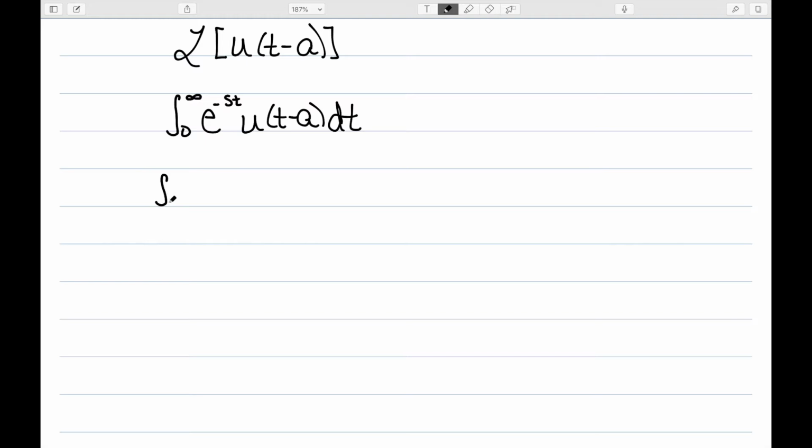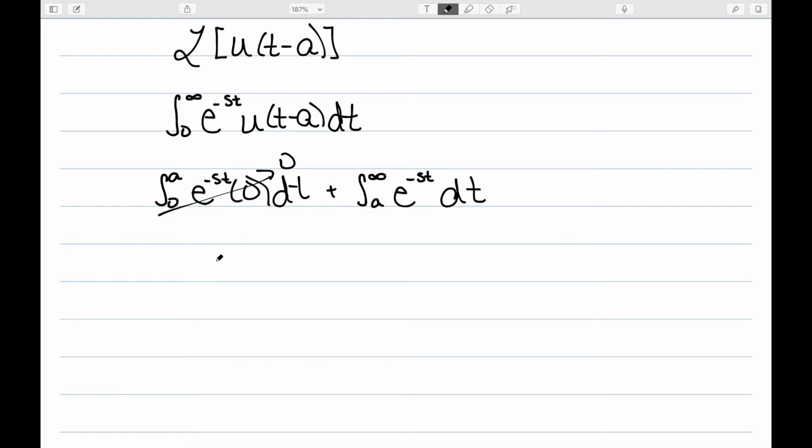Well, that would be the integral from 0 to a of e to the minus st times 0, plus the integral from a to infinity of e to the minus st times 1. This whole thing goes to 0, and this is minus 1 over s e to the minus st between a and infinity.